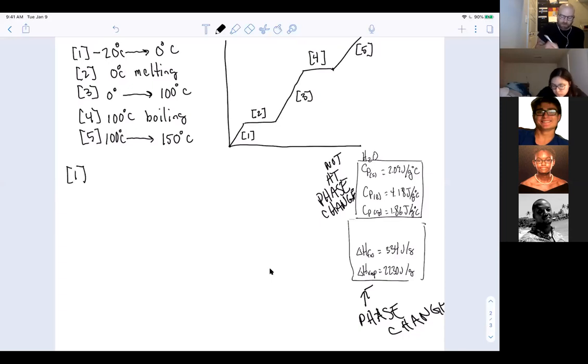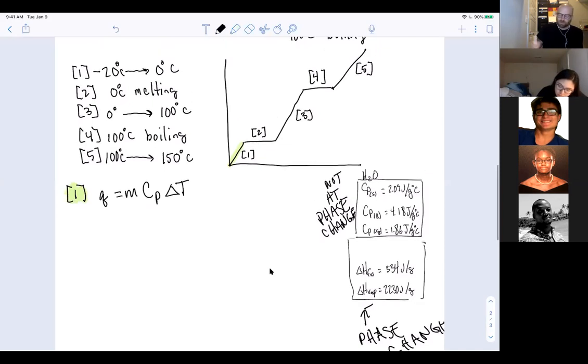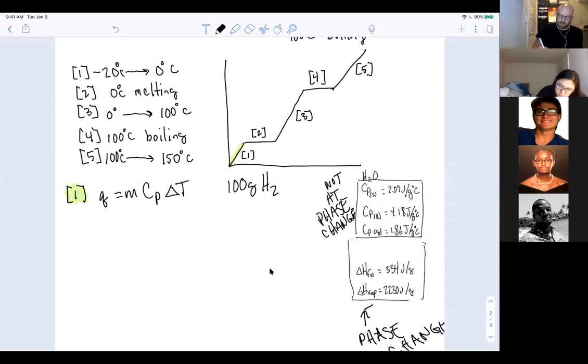So at step 1, we're looking at this part. And so we're saying, okay, I'm just going from minus 20 to 0 degrees Celsius. And I want to use Q is equal to M times C sub P delta T. So the important thing here, the thing that changes with each of these calculations, is delta T and which heat capacity you use. So you want to make sure you use the appropriate heat capacity. For this whole thing, I want to say we have 100 grams of H2O. That's important too.